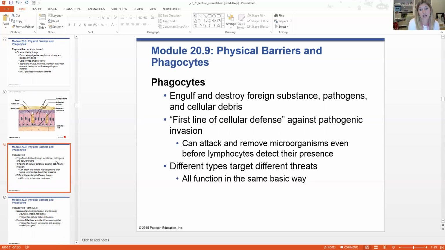They attack and remove microorganisms even before the lymphocytes know that they're there. So again, one of the first lines of defense, phagocytes just going around gobbling things up. They're phagocytic, right? Different types are going to target different threats, but they all work in the same basic way through phagocytosis.